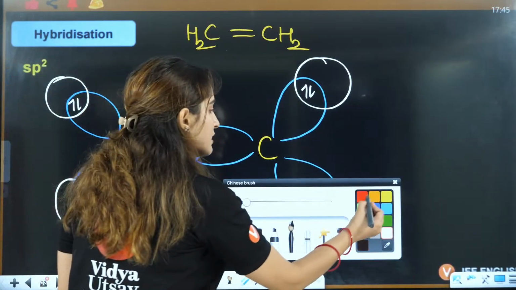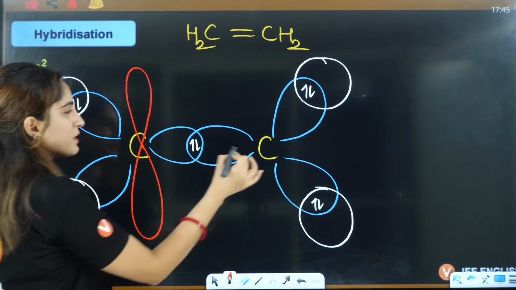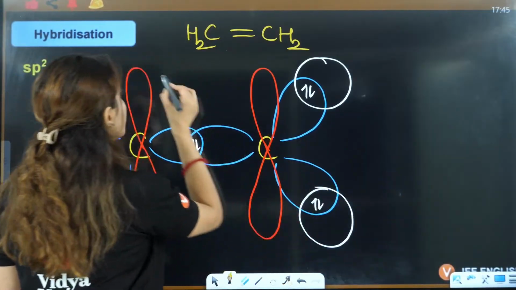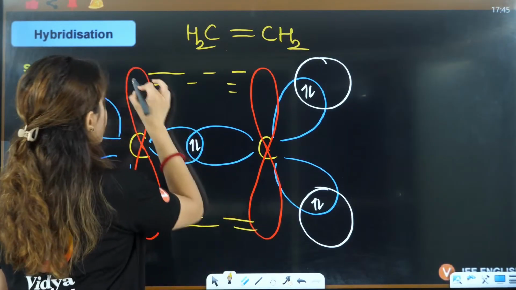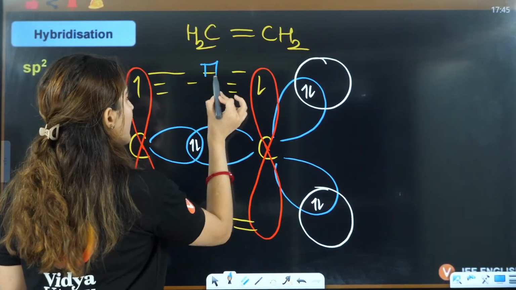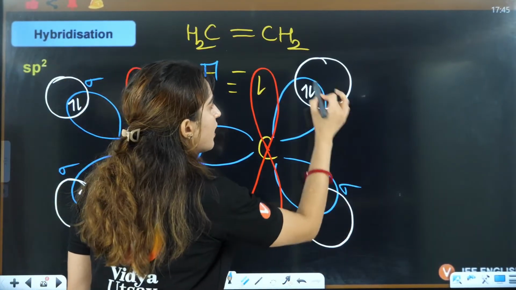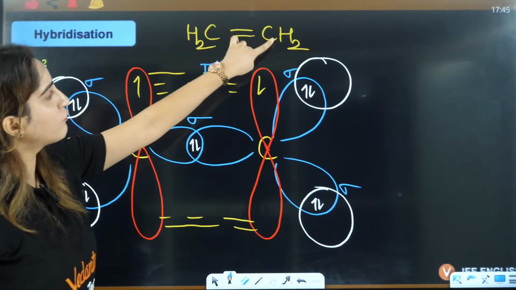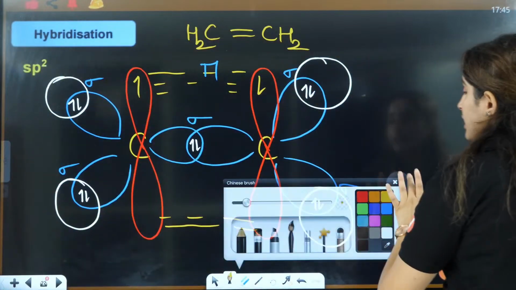Right? Now we have one thing remaining, that is your 2py or 2pz, anything you can take. So that will show you a pi bond here. So you can write this is pi, this is sigma, this is sigma, this is sigma, this is sigma and this is sigma. That's how you have 5 sigma, 1, 2, 3, 4, 5, and 1 pi bond. And that is sp2 hybridization.